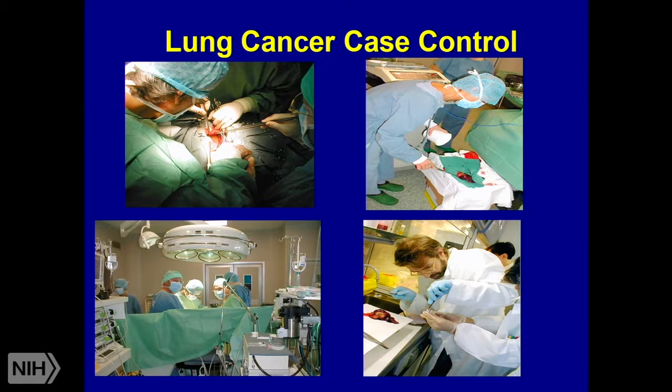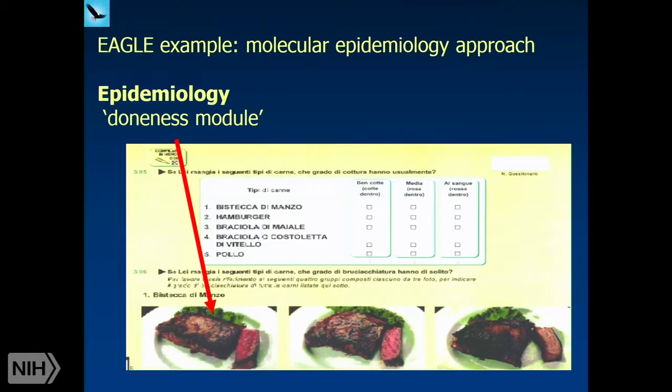We also had a refined questionnaire. So in addition to asking people what they ate, we would assess things like doneness. Certain carcinogens like heterocyclic amines are related to the time and temperature of cooking. So understanding if people would eat their steaks well done like this or more rare could be related to the levels of those carcinogens.